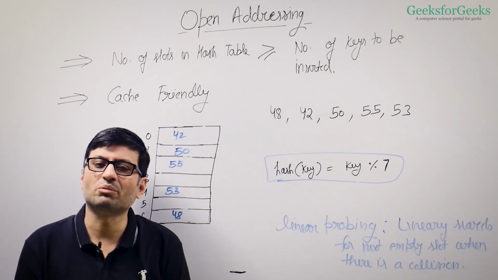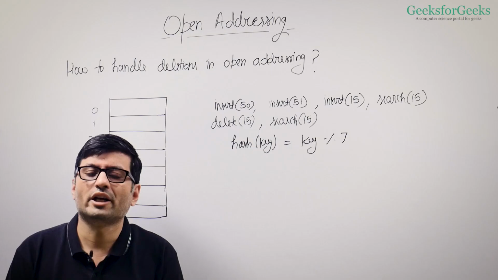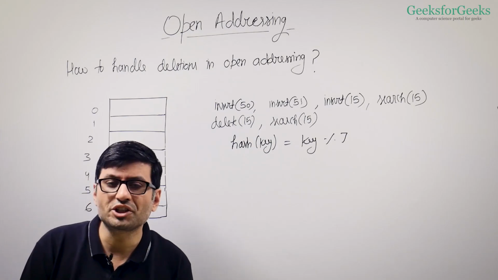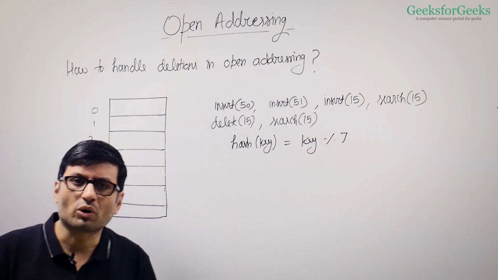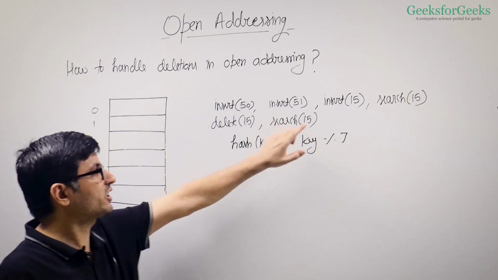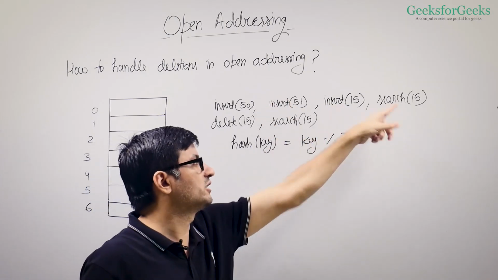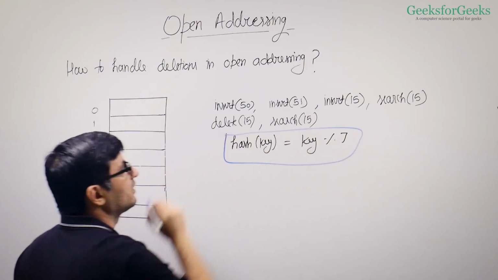So this is another example to understand open addressing with linear probing. Let us now talk about this problem of deletion when you are using open addressing. Before we talk about the problem, we need to understand the search operation. So let's understand search with these insert and then this search. We are going to use the same hash function here.